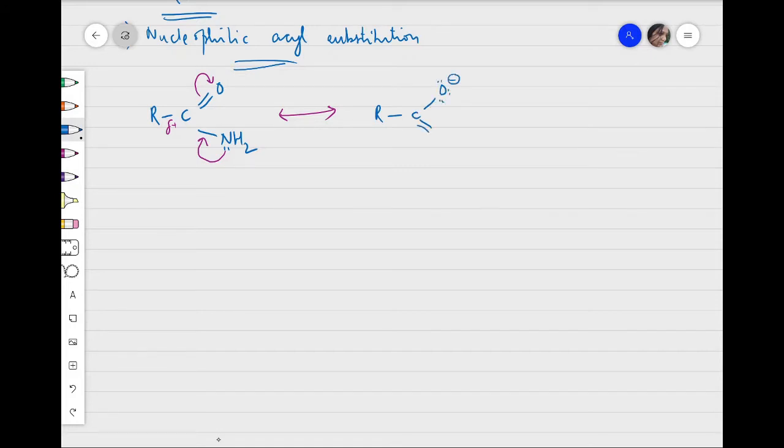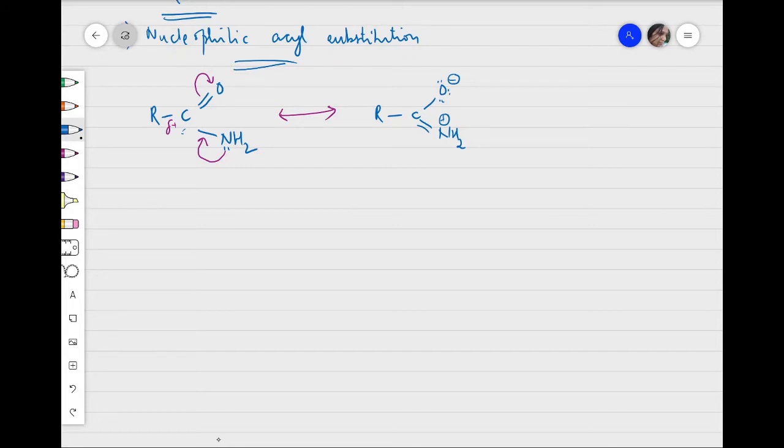Because of this, what happens is that the electron deficient center of the carbon, which was supposed to be electron deficient so that nucleophilic attack can happen very well at this carbon, is affected. Because of this push of the lone pair of electrons towards the carbon, the electron deficiency is somewhat compensated.